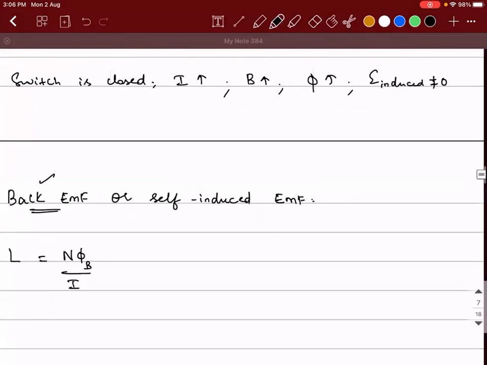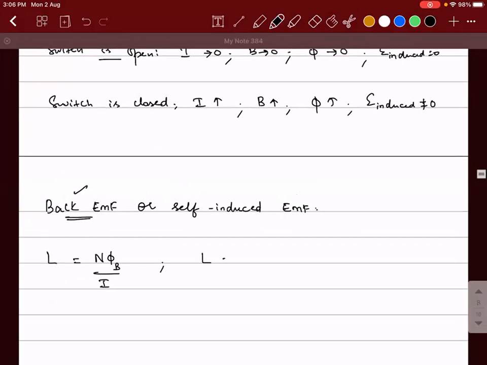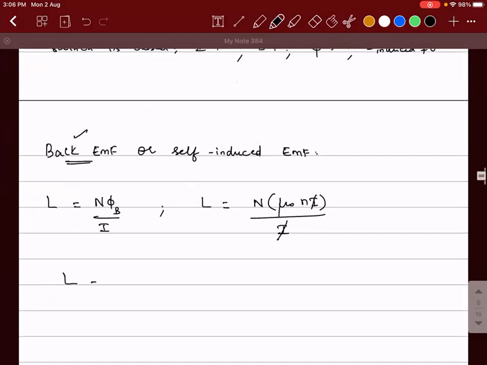So we can say L will be equal to N into, what is the value of phi B? The value of phi B due to a solenoid is mu naught into n i, where i is the current flowing through the solenoid itself. So I and I will get cancelled in this case. So L will be equal to mu naught into capital N into small n. But we know that small n is nothing but, one minute, I made a mistake.